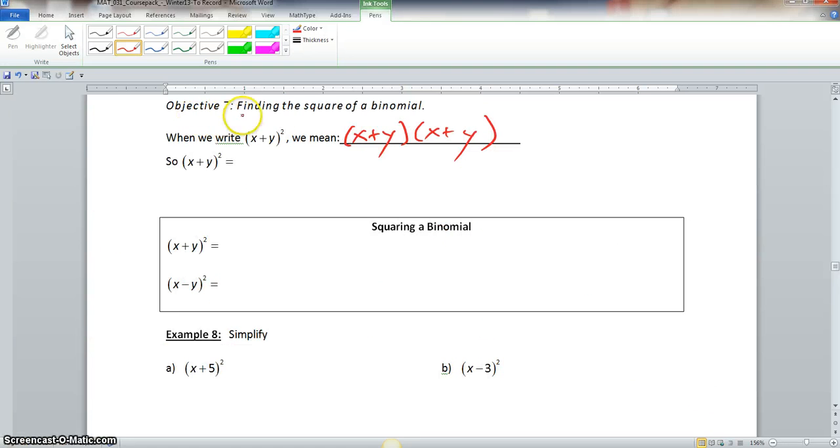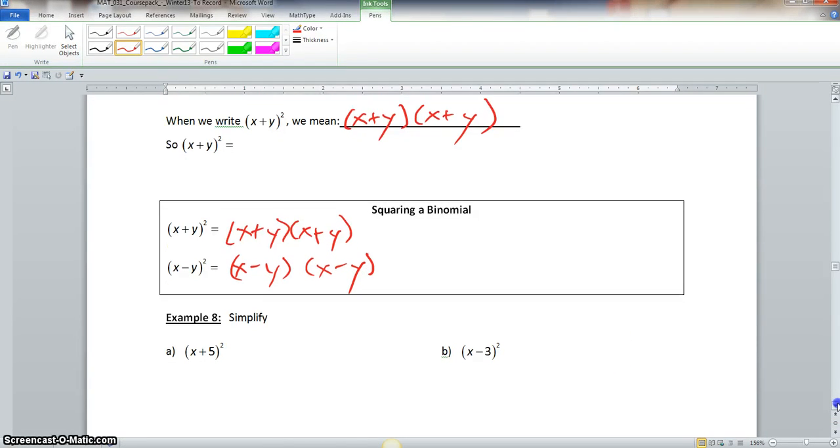Okay, now we come to objective 7, finding the square of a binomial. When we write x plus y parentheses squared, we mean parentheses x plus y times parentheses x plus y. Now I'm not going to write out their multiplications. I will be able to show you in the example problems. But like here, this is x plus y times x plus y, and this is x minus y times x minus y.